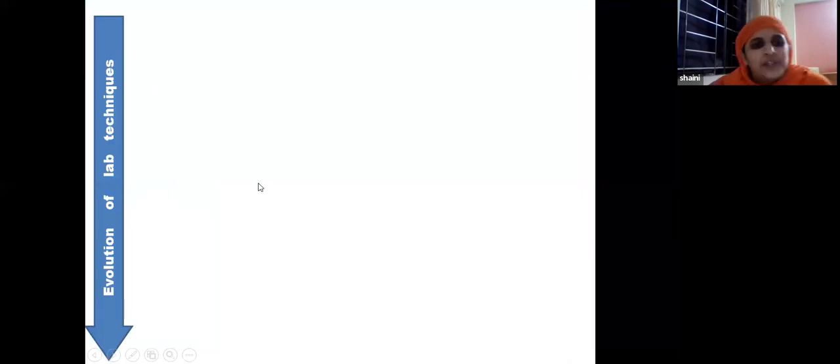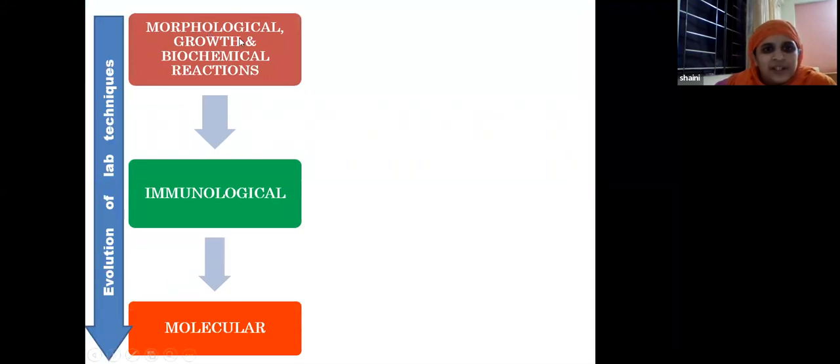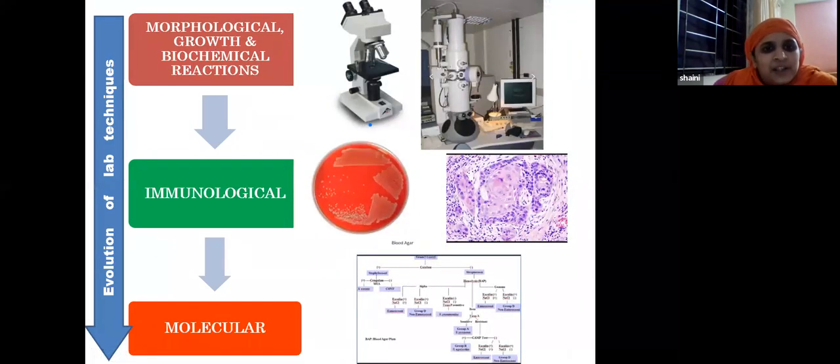Now, coming to the evolution of laboratory techniques. Traditionally, lab techniques have been based mainly on the morphological characteristics of microorganisms, their growth characteristics, and biochemical reactions. When I say morphological characteristics, we mean the physical characteristics. For example, we classify microorganisms as cocci, bacilli, spirochetes, etc., based on their shape. These are viewed under the microscope if they are microscopic, but if they are submicroscopic, we use electron microscopes.